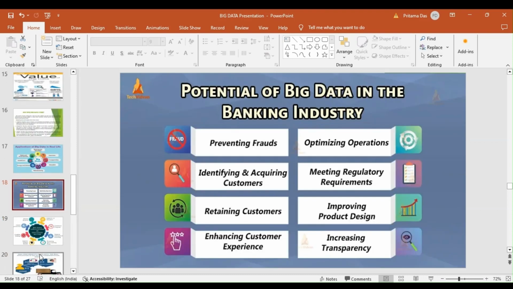So, potential of big data in the banking industry. Here we can see how big data works in the banking industry, like preventing fraud, identifying and acquiring customers, retaining customers, optimizing operations. So, the banking industry extensively uses big data for various purposes, including risk management, customer analytics, and personalized services. Analyzing vast amounts of financial data allows banks to make informed decisions, enhance customer experience, and optimize operational efficiency. In that way, big data works in the banking industry.